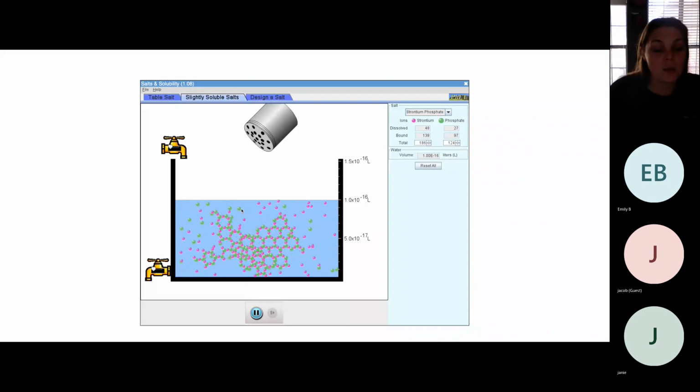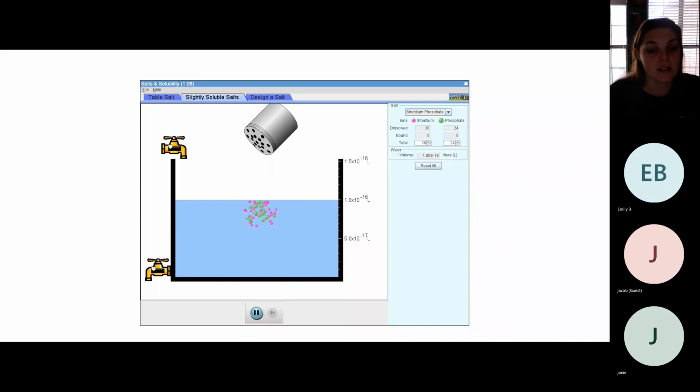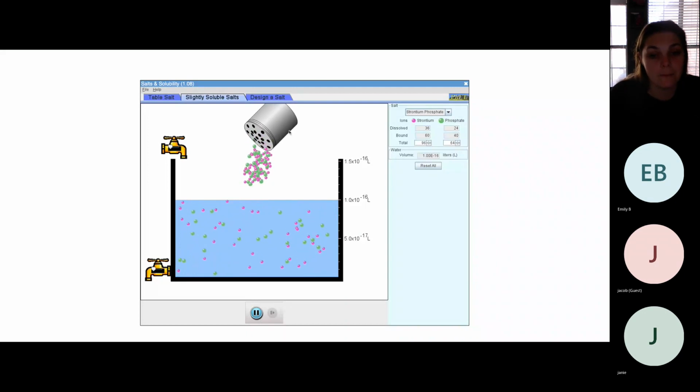So a couple of terms that we just talked about: saturated solution, supersaturated solution, and we have an unsaturated solution. So an unsaturated solution would be where we just have a little bit, where there's still space for extra to dissolve. So right now our solution of this strontium phosphate is unsaturated. If I add some more, it's probably going to reach its saturation point, and that extra is going to fall to the bottom. So let's make that happen. It's falling to the bottom. So yeah, we just made the solution saturated.